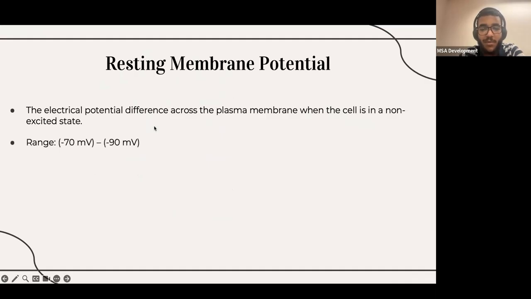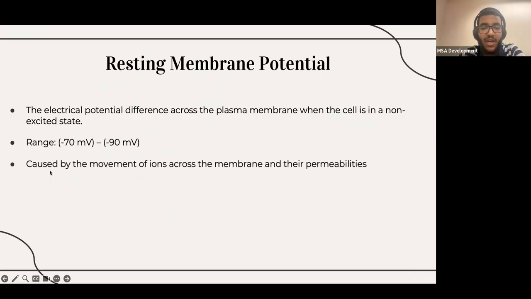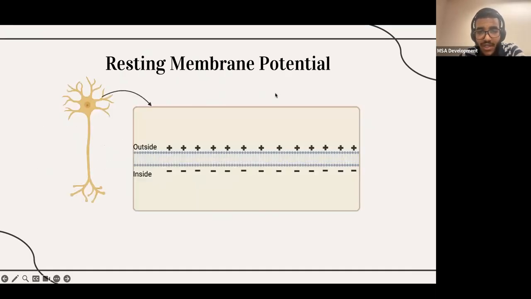And what's the resting membrane potential? It ranges between -70 and -90. But for our sake, it's only going to be -70. So the resting membrane potential is -70. And it's caused by the movement of ions across the membrane and their permeabilities. Okay, so now let's see what establishes the resting membrane potential.